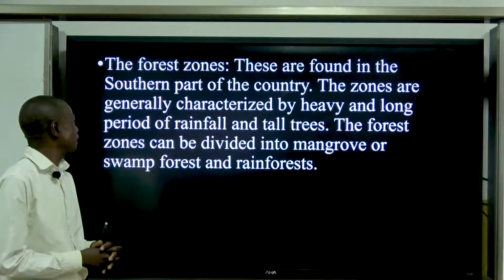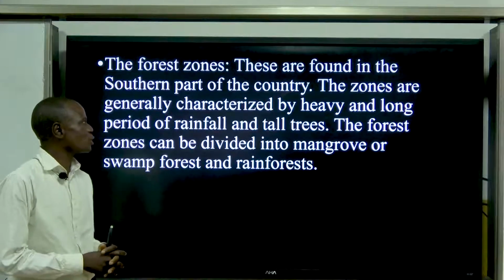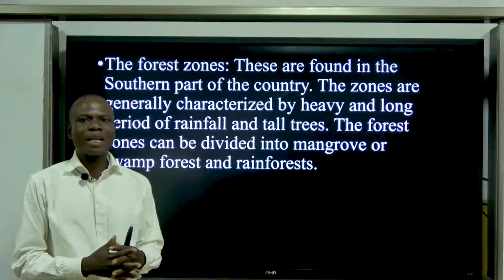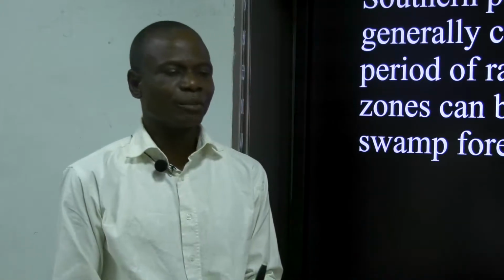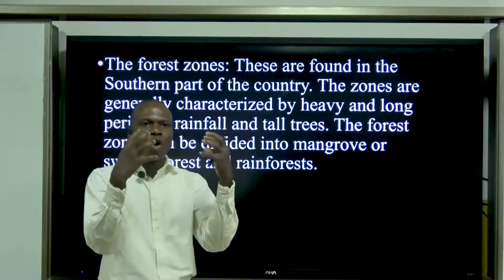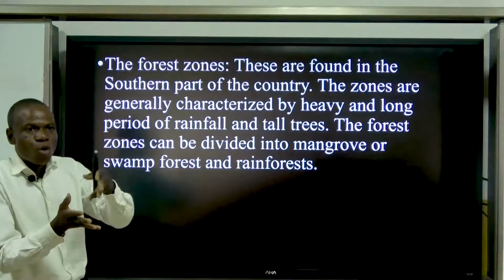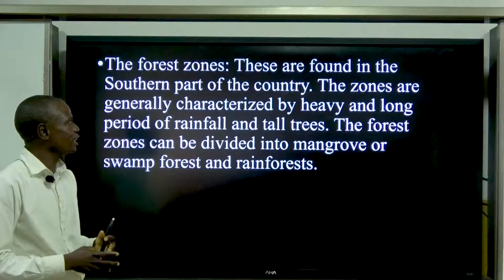The zones are generally characterized by heavy and long periods of rainfall and tall trees. Yes, if you go to the southern part of this country, you discover that their period for dry season is shorter than the one we have in the northern part of this country. The reason is that because of the excessive thick forest that they have there, the forest helps in condensing water that will form rain at all times. So they have more rainfall in such area than the northern part of this country.